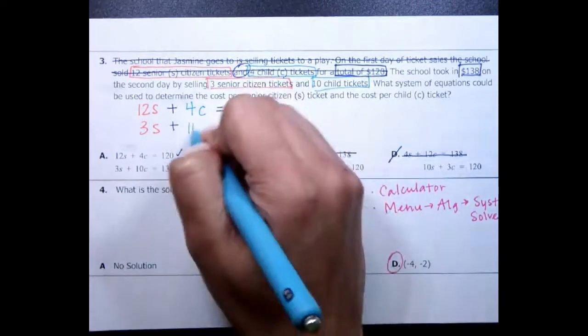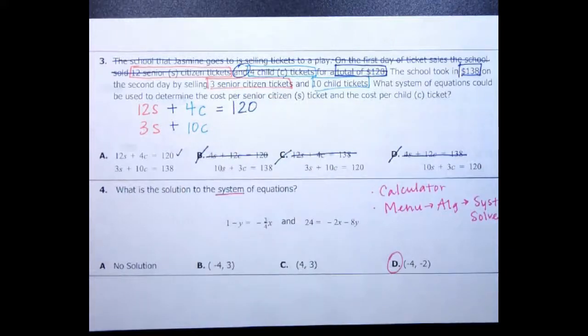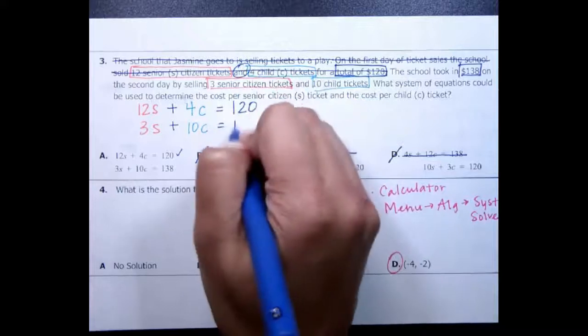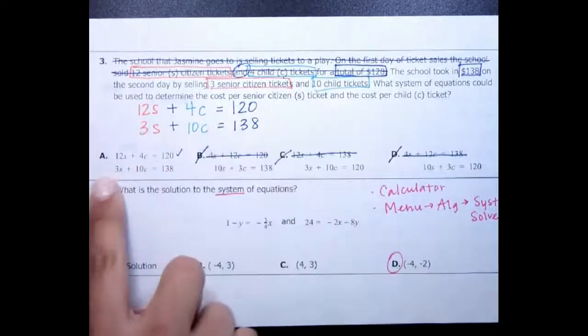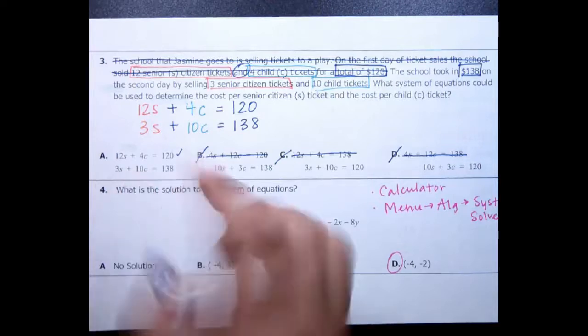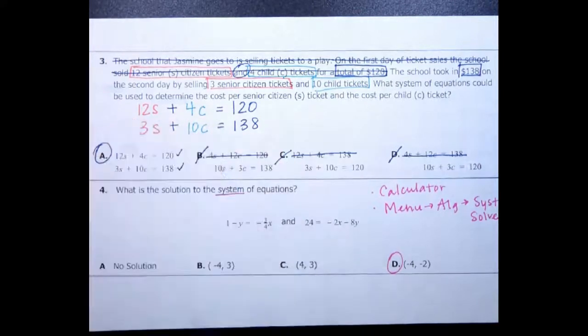Okay, well this time they sold 3 senior citizen tickets, so that's going to be 3S, and 10 child tickets. This time they gave me the total, but it's at the beginning instead of at the end, for a total of 138. Well, if I look at this, 3S plus 10C equals 138. So that's my answer. That's all you have to do. You just have to take the words and turn them into equations. Good luck on your post quiz.